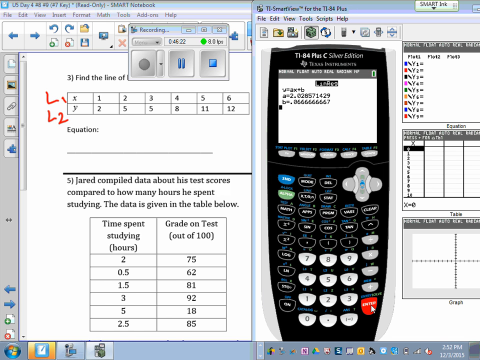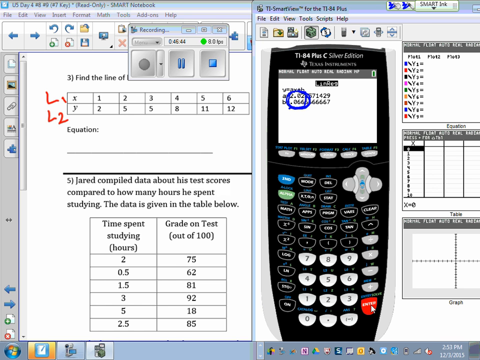So this is our answer. It says A is 2.029 because we have to round. And B is 0.0067 because we have to round.